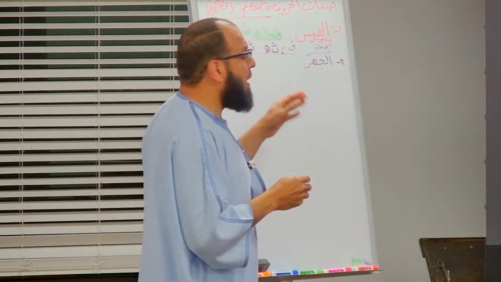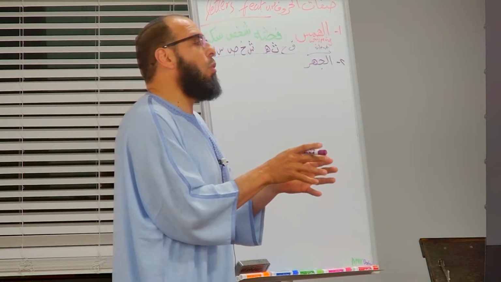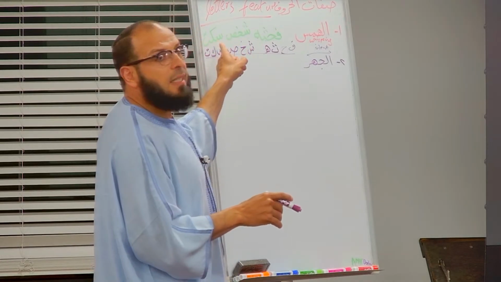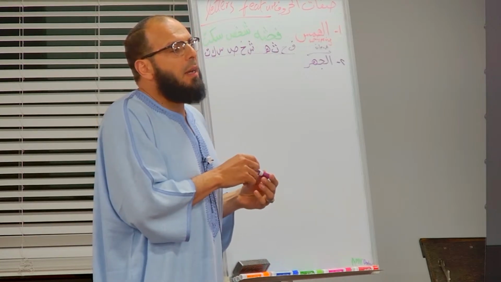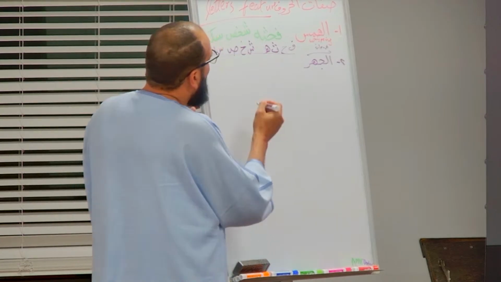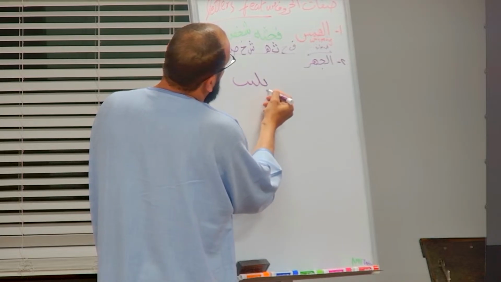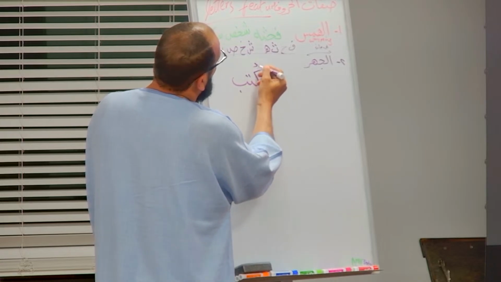When we study all the letters, you see that qaf, for example, will have sifatul qalqala. Kaf will have hams. Give me an example of hams with the kaf: yaktub, uktub. This kaf right here will have hams.